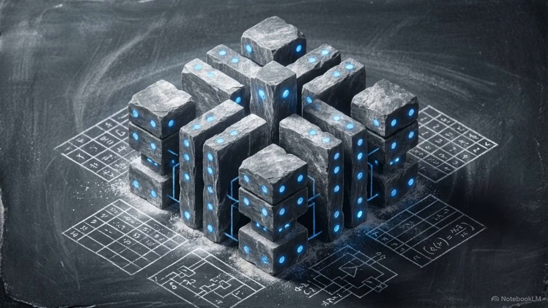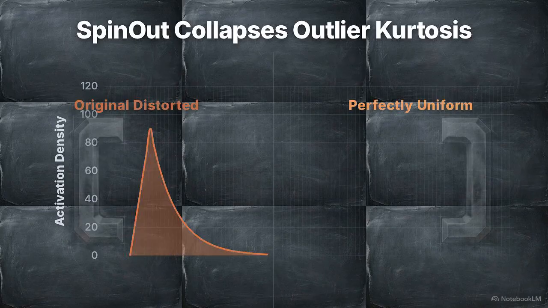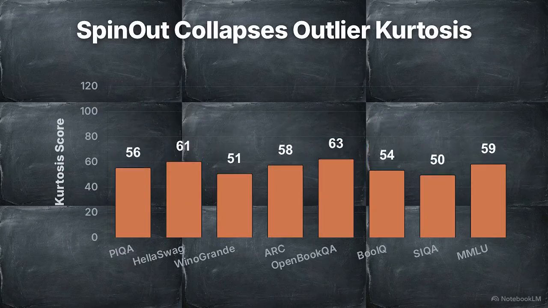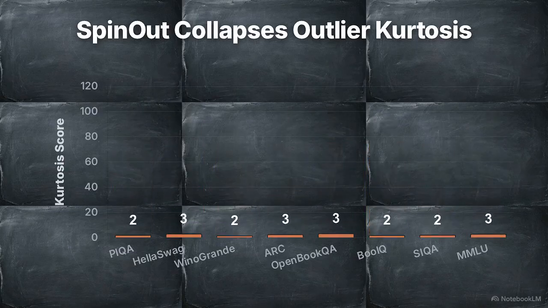Transitioning to the post-training inference phase, we evaluate the hardened rotation matrix against real data. This split-screen chart proves the squashing effect. The original distorted distribution on the left transforms into a perfectly uniform distribution on the right after SpinOut rotation. Because values are evenly distributed, kurtosis across zero-shot tasks collapses to a near-zero baseline.